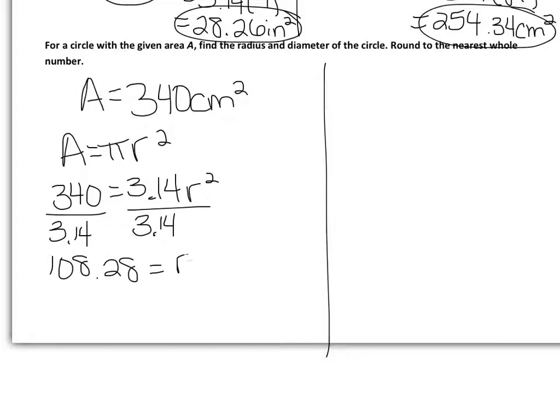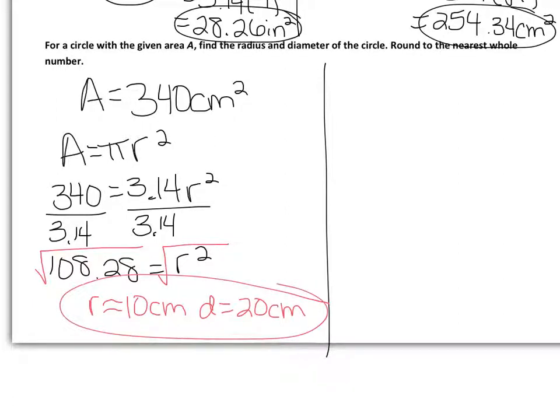108.28 is equal to r squared. Okay, but I don't want to know what my radius squared is. I want to know what r is. So to undo a squared, we're going to take the square root of both sides. And when you do that, you should get the radius is about 10 centimeters. And if the radius is 10 centimeters, that means the diameter has to be 20 centimeters. So kind of same idea as before, just a couple extra steps.